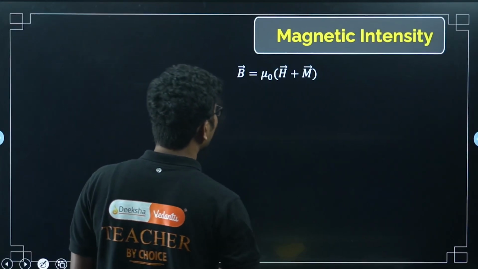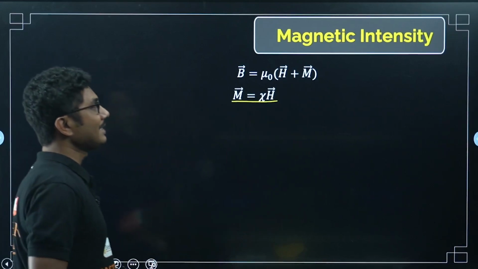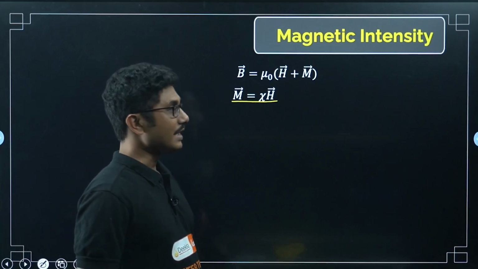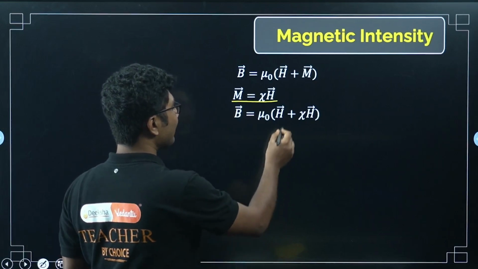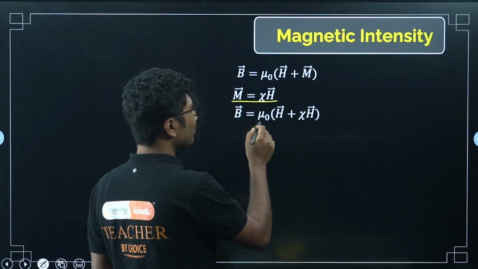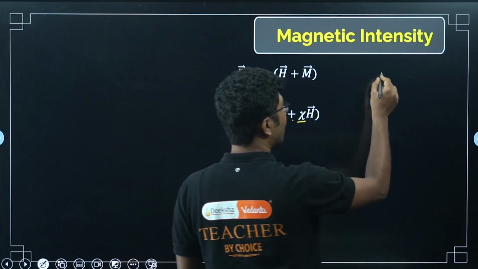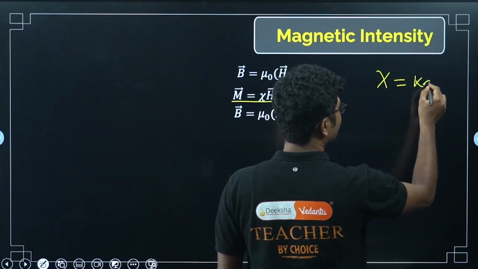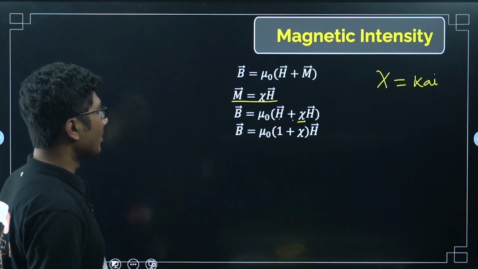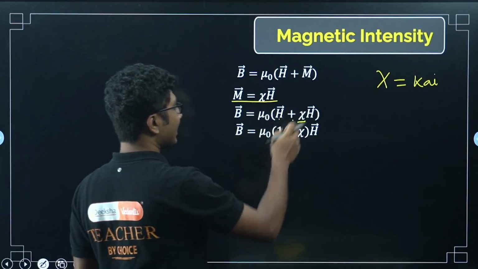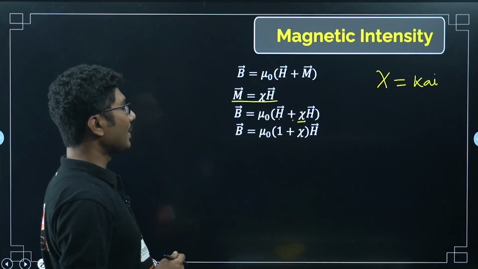Also, we have defined one more quantity, that magnetization can be written as magnetic susceptibility times H vector. So let us put this value inside this. So what we will get? We will get B equals mu naught H plus chi. Remember that the pronunciation for this is not X, it's chi. Now we can take this H vector common, so we can write mu naught times 1 plus chi, H vector.